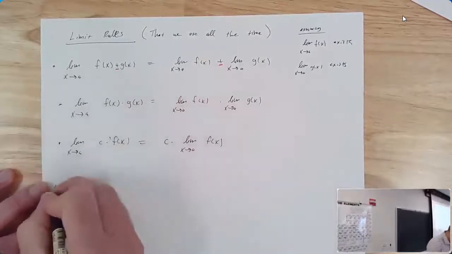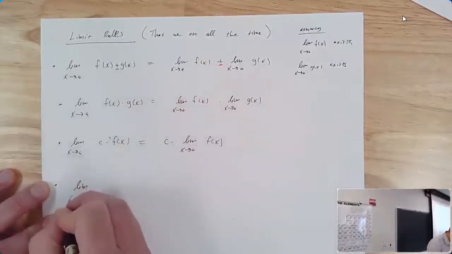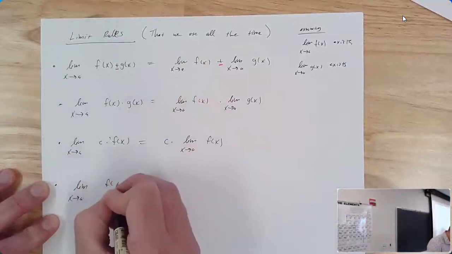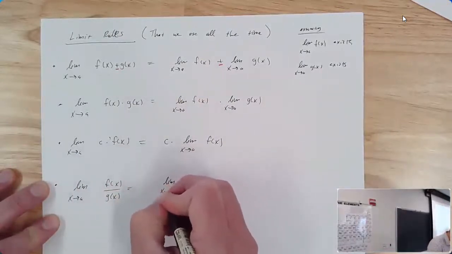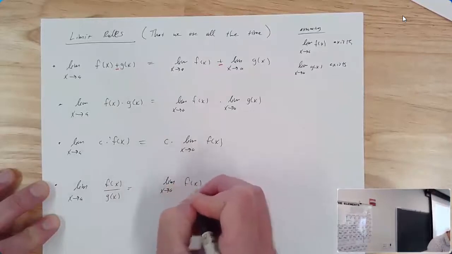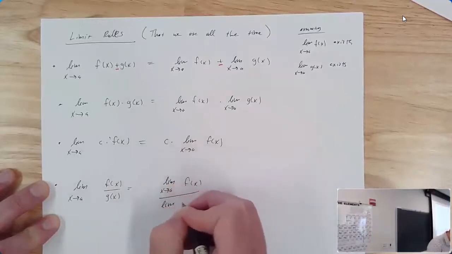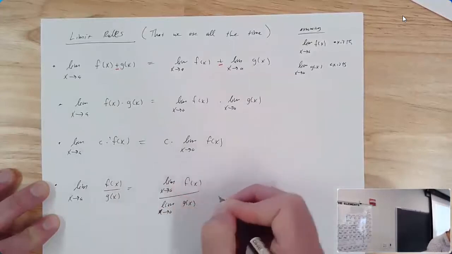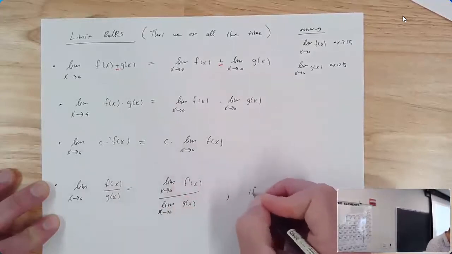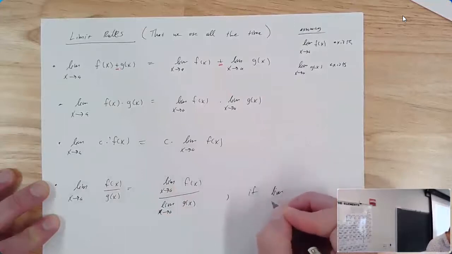And kind of the last big one here is the limit as x approaches a of f of x over g of x is equal to the limit as x approaches a of f of x over the limit as x approaches a of g of x, provided that the limit of g of x is not 0.